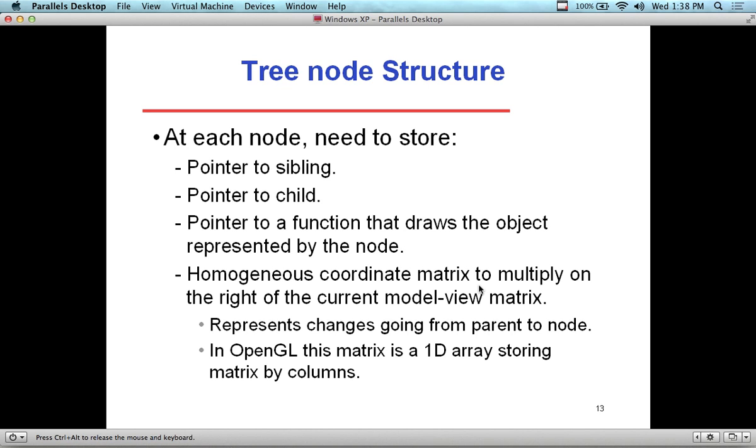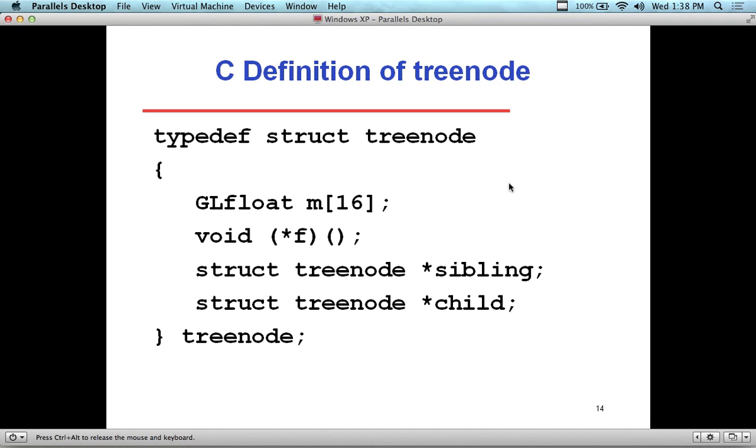So the homogeneous coordinates matrix is multiplied on the right of the current model view matrix, so you can get the pieces to translate, and it represents changes going on from parent to node, parent to next node. In OpenGL, the matrix is stored by columns in a one-dimensional array. So here's some example C code that defines a tree node. We have a structure for the tree node, and this is basic C programming. You may not be familiar with it, something that you'll need to learn.